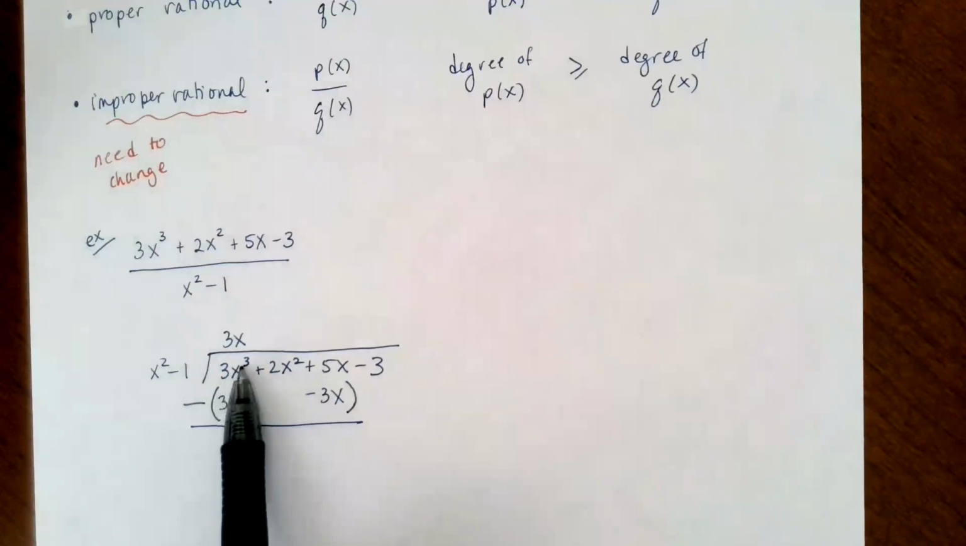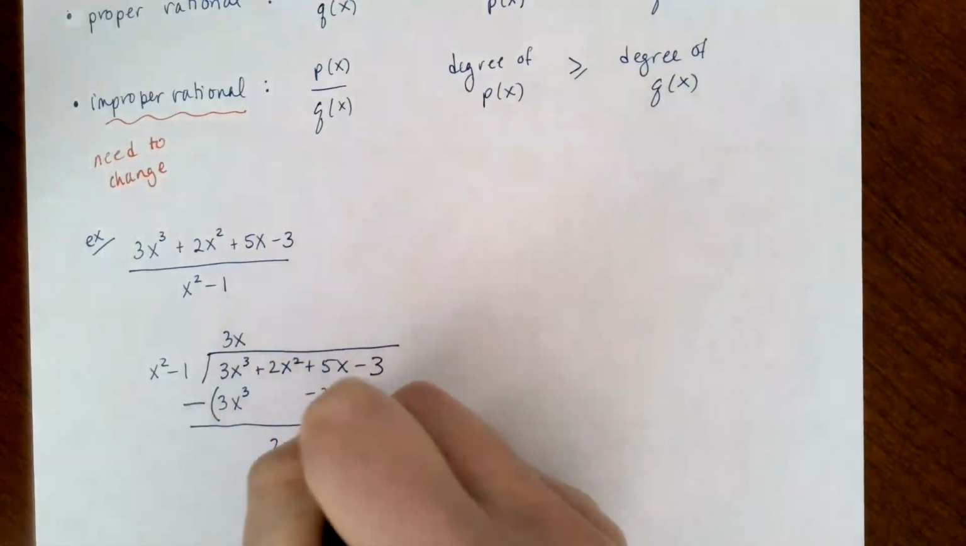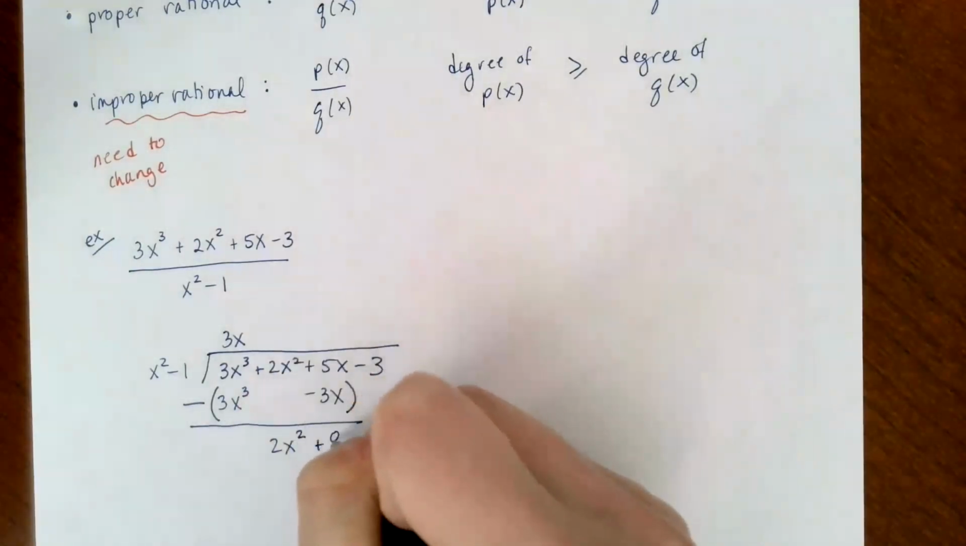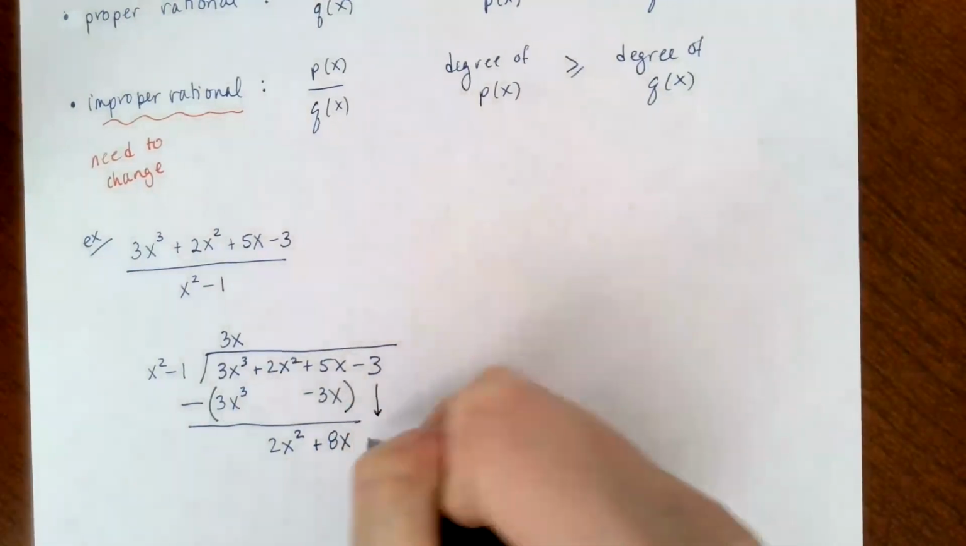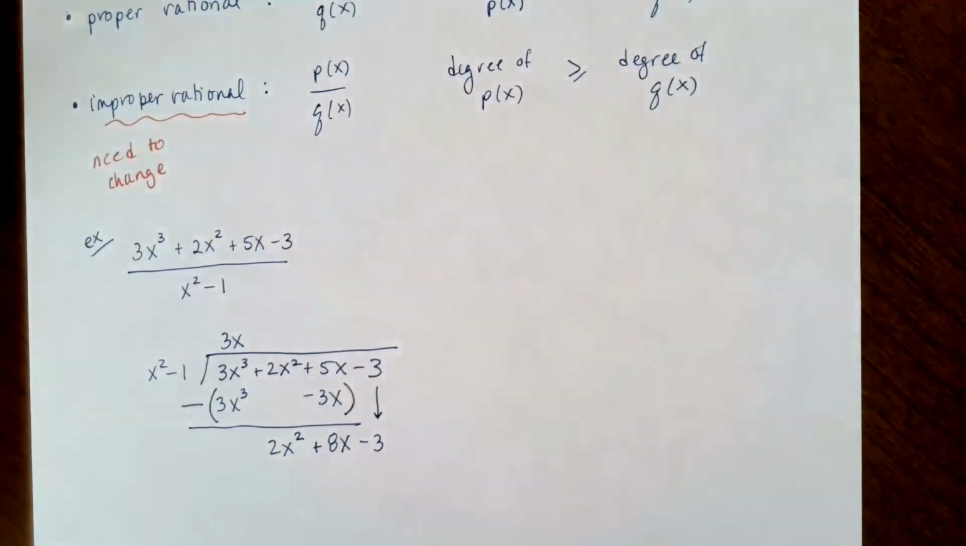So 3x cubed minus 3x cubed is 0. 2x squared minus nothing, so just 2x squared results down here. And then I have 5x. This double negative makes a positive, so this is 5x plus 3x, which is 8x. And I'm going to carry down this minus 3. Now we're going to repeat the process.